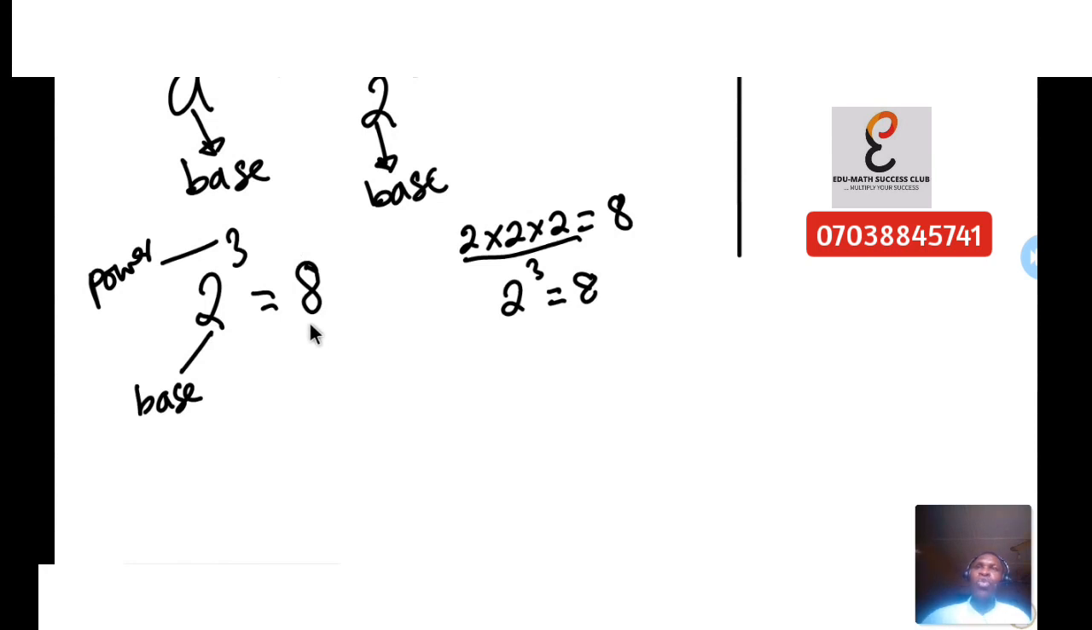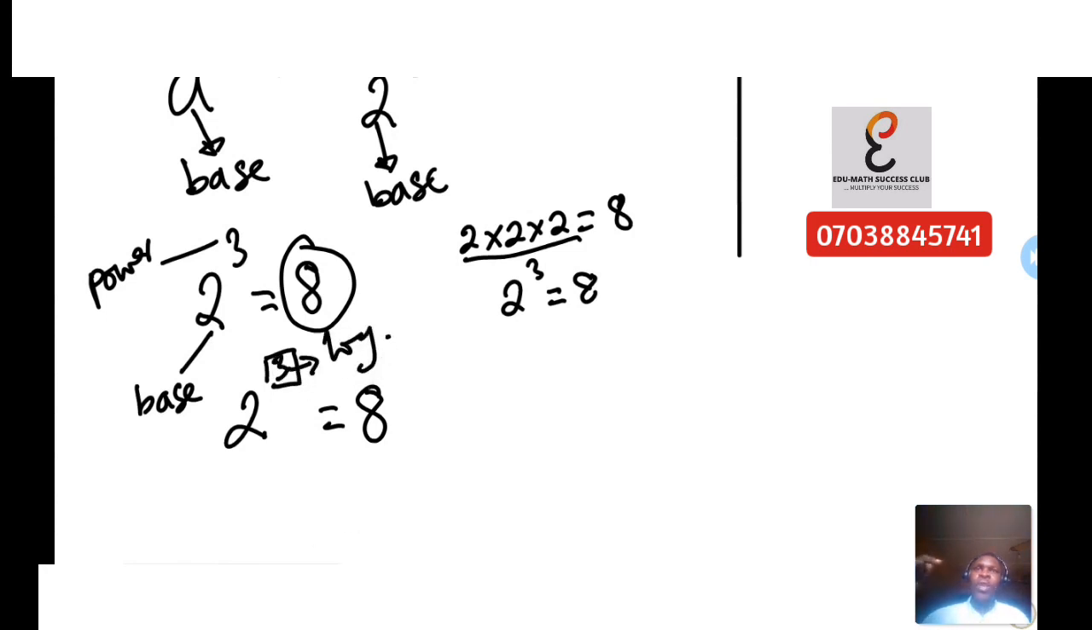Now what will you raise 2 to, to get 8? Because logarithm is the number to which the base must be raised. What will you raise the base to, to get 8? That's what logarithm is about. What will you raise 2 to, to get 8? The number that will be here is what is called the logarithm. To get 8, you have to raise 2 to the power of 3. That means that the logarithm of 8 to base 2 is 3.